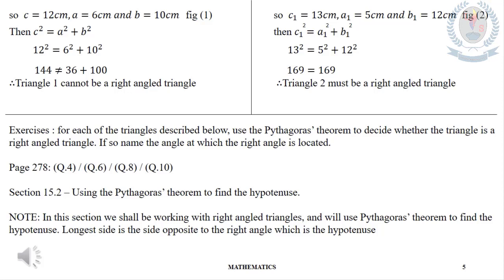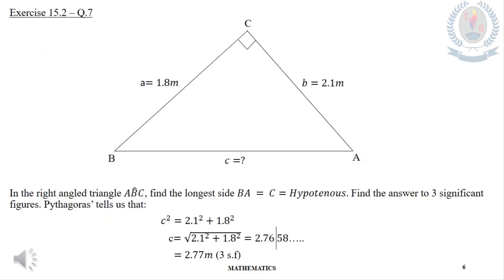Section 15.2, using the Pythagoras theorem to find the hypotenuse, the longest side. Note, in this section, we shall be working with right angled triangles and will use Pythagoras theorem to find the hypotenuse. The longest side is the side opposite to the right angle, which is the hypotenuse. Slide number 6.